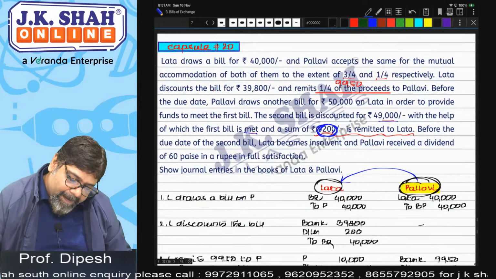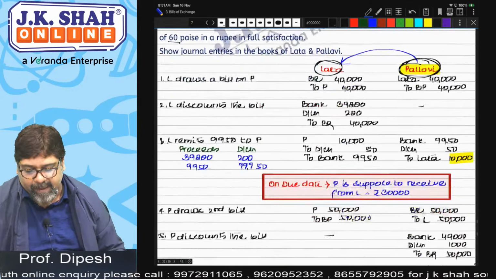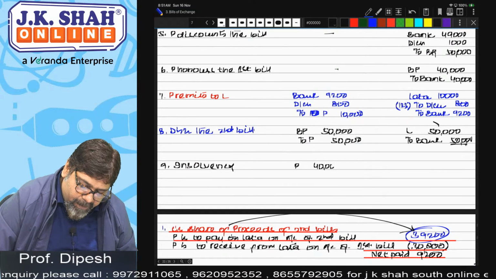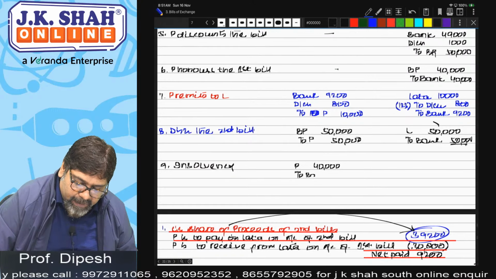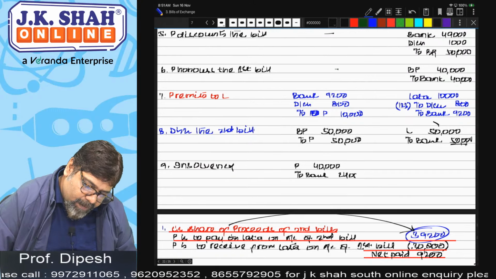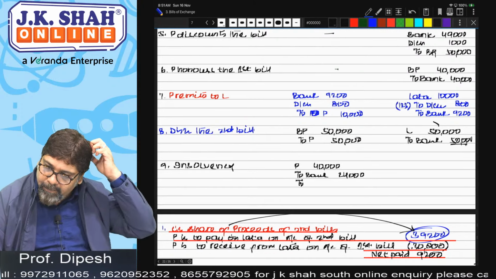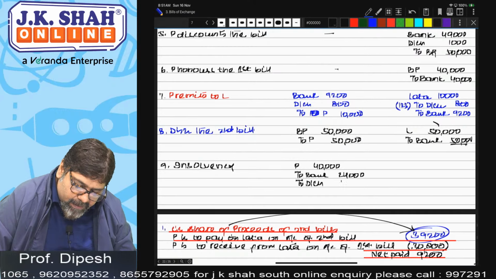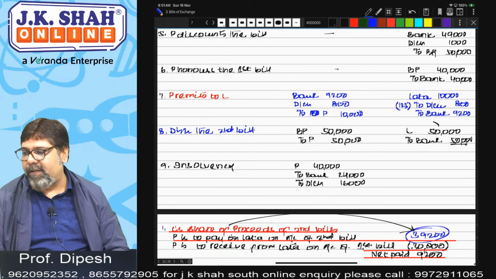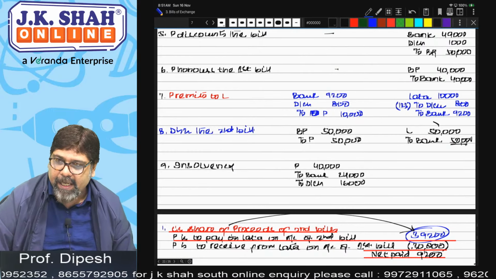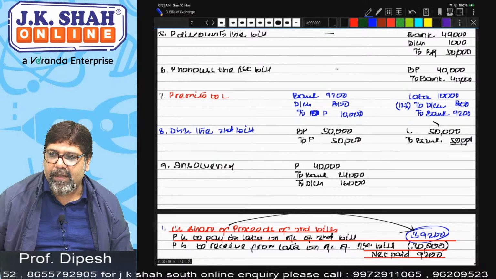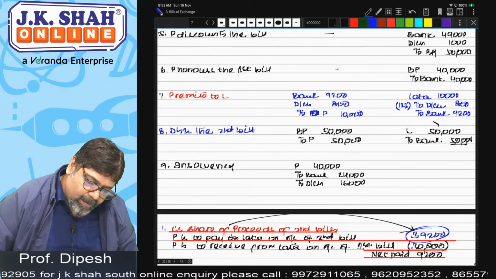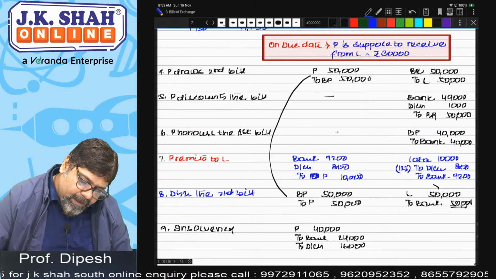Let's see. Lata becomes insolvent and 60 paisa he gave. Pallavi was supposed to receive 40 from Lata: 60%, that is 24,000 to bank, discounting charges 16,000. Correct? This is the normal entry of dishonor. He will write this dishonor entry.